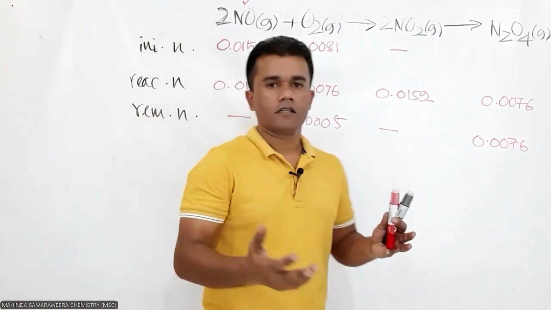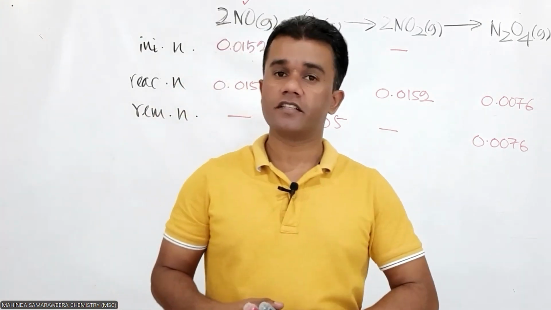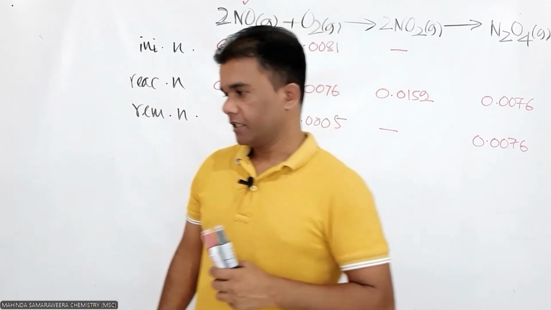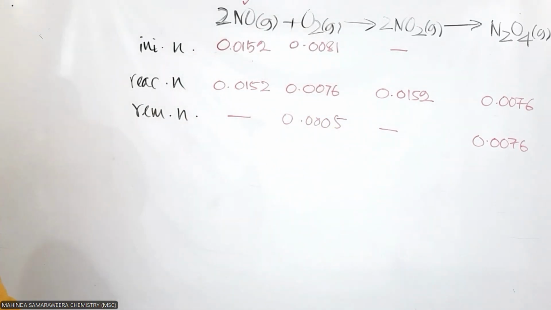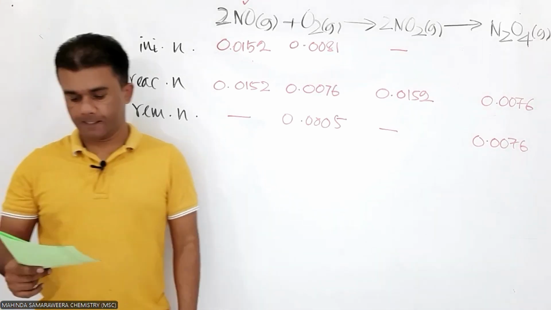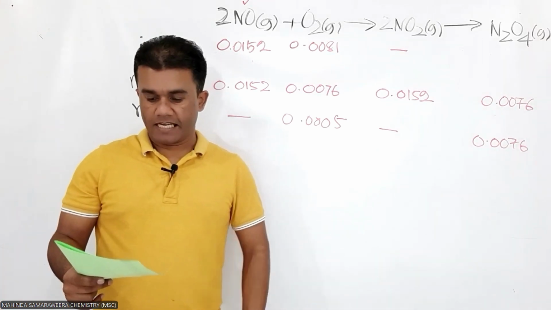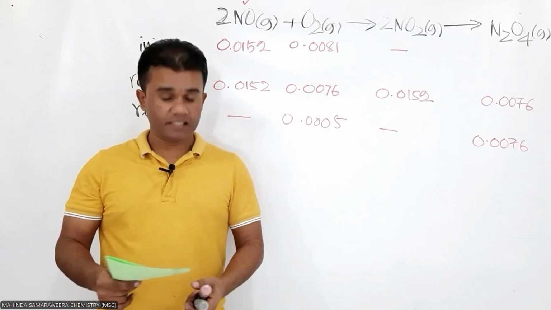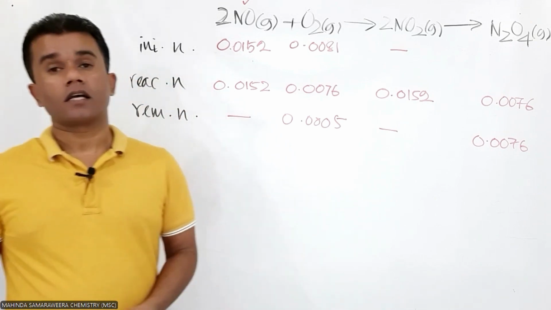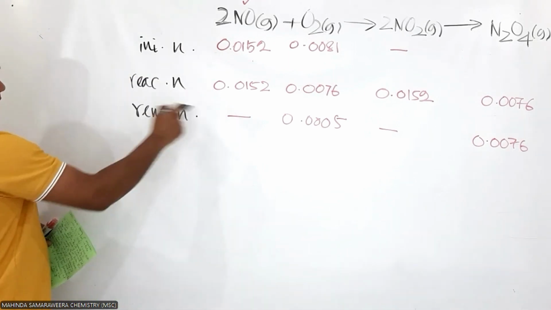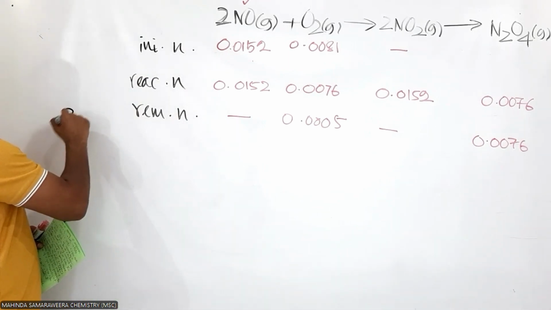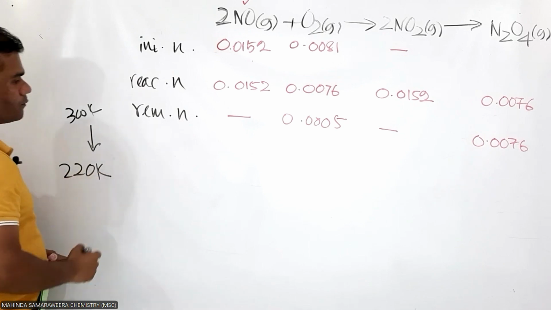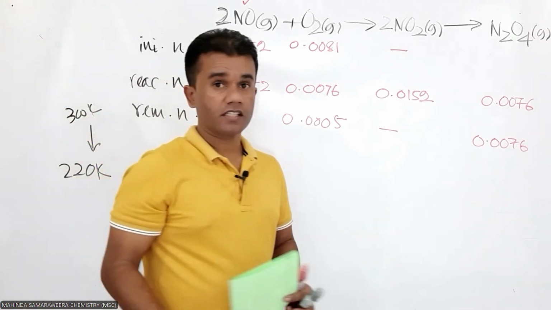This is the situation in this vessel, in this system, after the completion of the reaction. Then according to the question, next what do we have? Here you can see it's given like this. The gases are mixed by opening the stopcock. After the end of the reaction, the flasks are cooled. Earlier the temperature was 300 Kelvin, but now we take it to 220 Kelvin. That means we reduce the temperature.